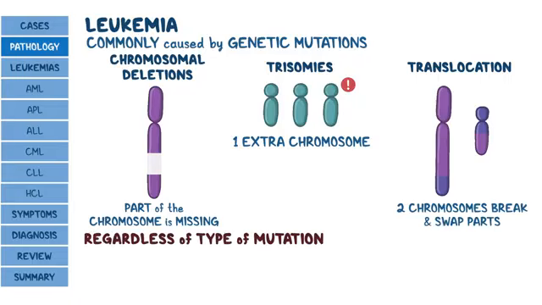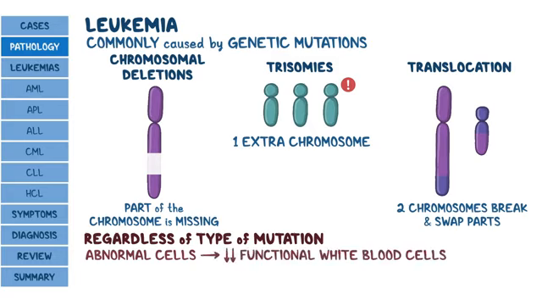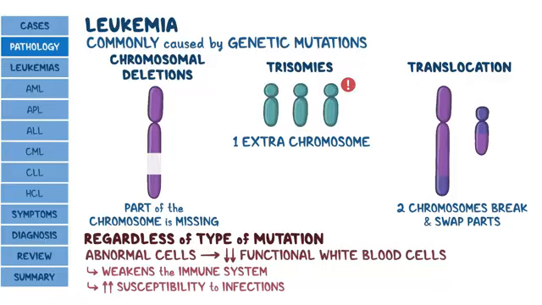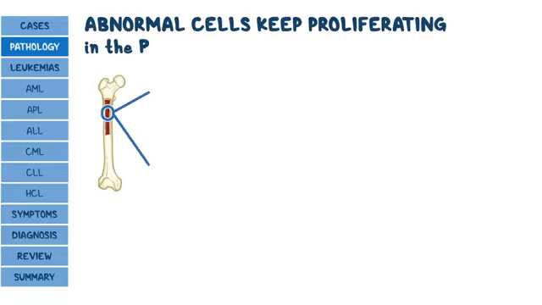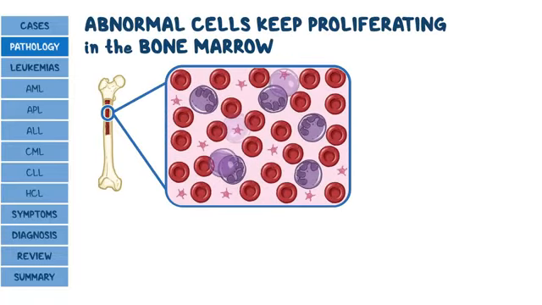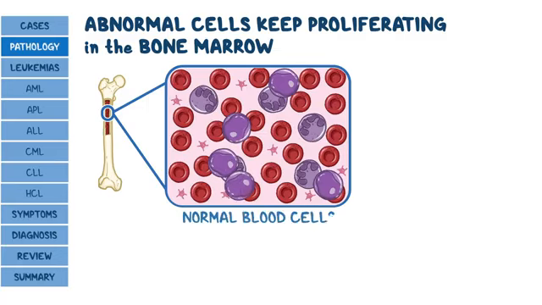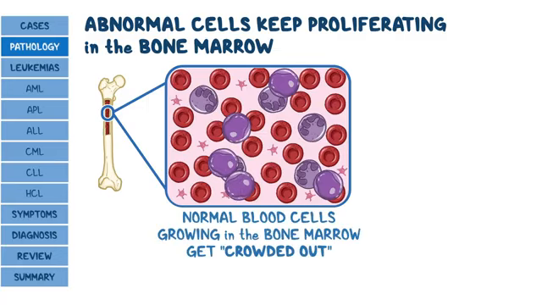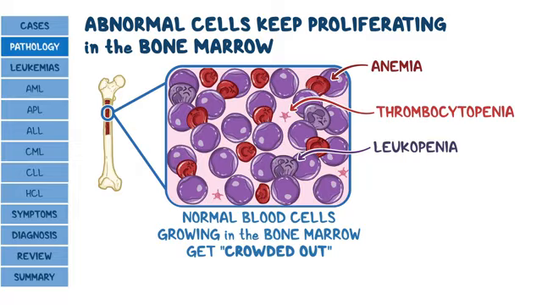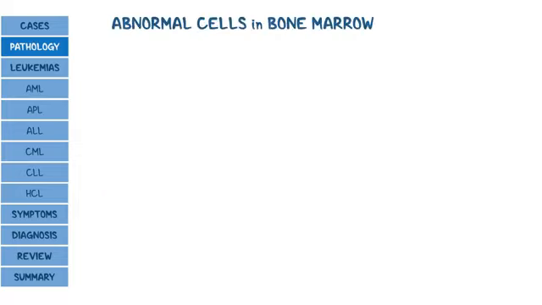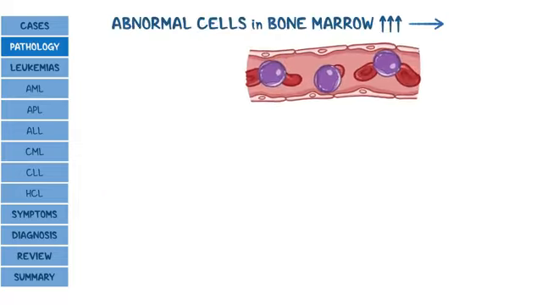Regardless of the type of mutation, these abnormal cells can lead to decreased levels of functional white blood cells, which weakens the immune system and results in increased susceptibility to infections. As these abnormal cells keep proliferating in the bone marrow, they take up a lot of space, and this means that the other normal blood cells growing in the bone marrow get crowded out, resulting in cytopenias, including anemia, thrombocytopenia, and leukopenia. As the number of abnormal cells in the bone marrow keeps increasing, they spill out into the blood.